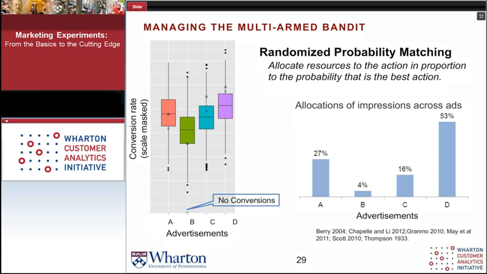But it's a very simple idea. As I have written, it's to allocate the resources to each of these ads in proportion to the probability that each one is the best. So if for some reason we believe, and we can estimate from our model, that ad D in fact has a probability of being truly the best ad for this particular media placement of 53%, well then lo and behold, we will serve it 53% of the time.